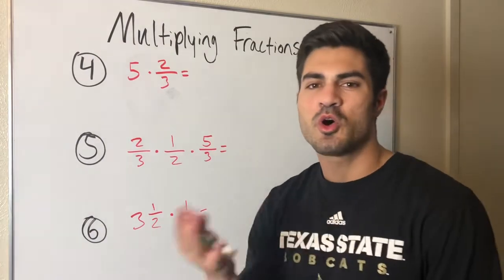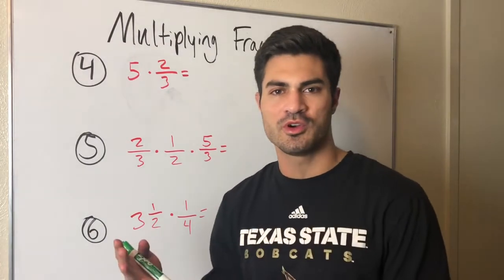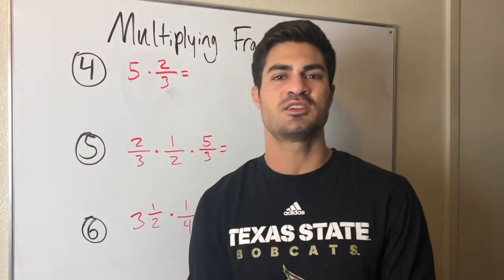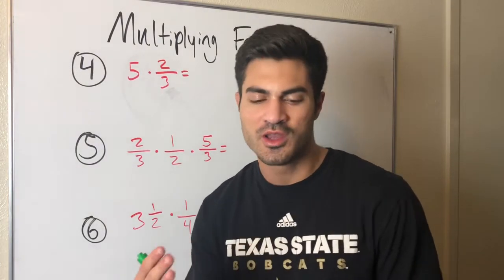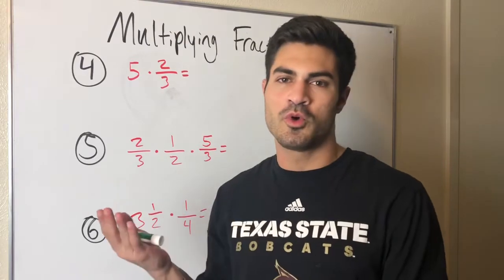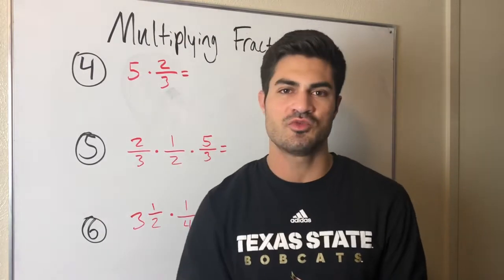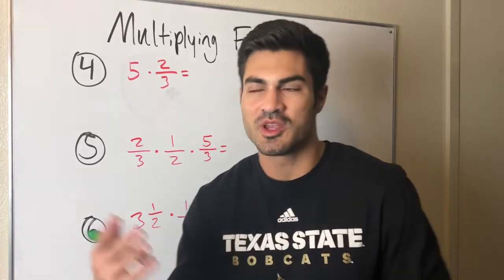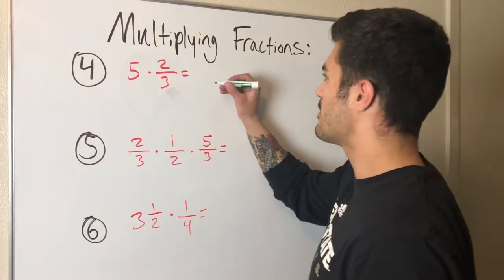So let's think about what a whole number is. Any whole number is still a rational number because it can be expressed as a fraction, because any whole number is just that number over 1. So when we have 5, we can just rewrite it as 5 over 1. And it's a fraction, and then we can multiply. So that's exactly what we do. We write 5 over 1.